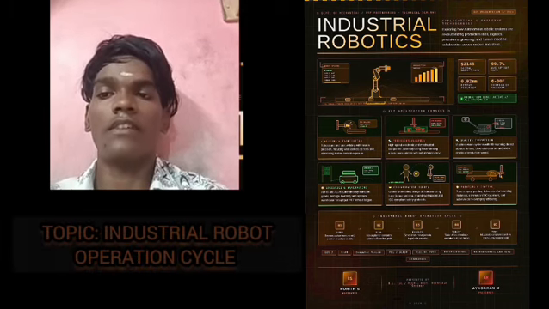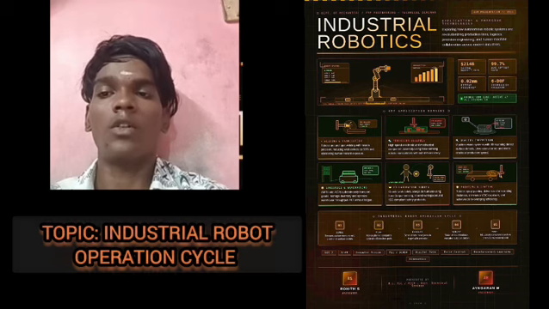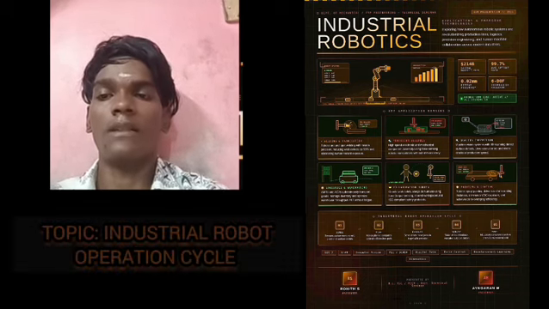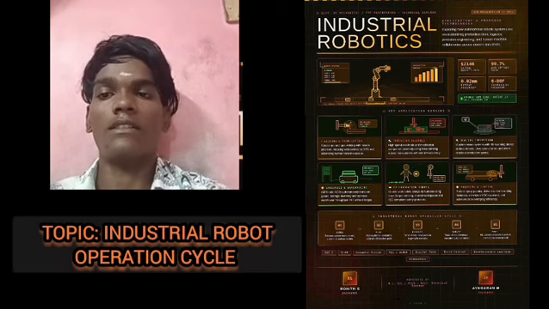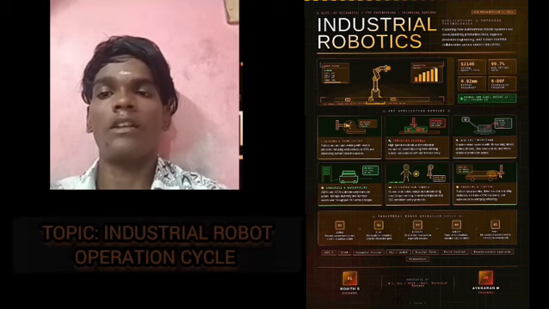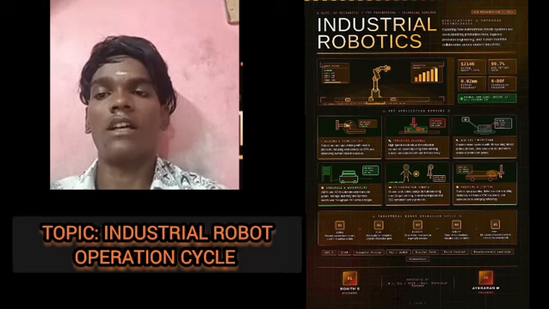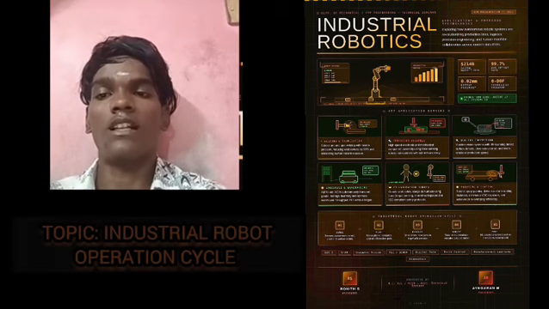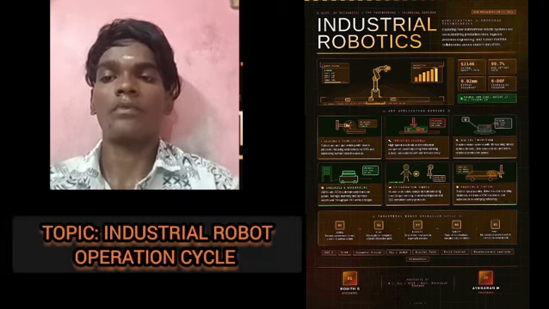The next one is verify. After the movement, the robot confirms whether the task was completed successfully. What happens? Using vision sensors and force feedback sensing pressure, the robot checks if the object is in the right place or if the work meets the required quality standards.